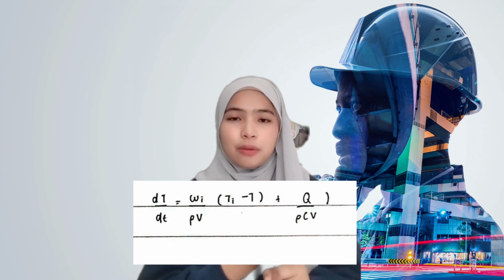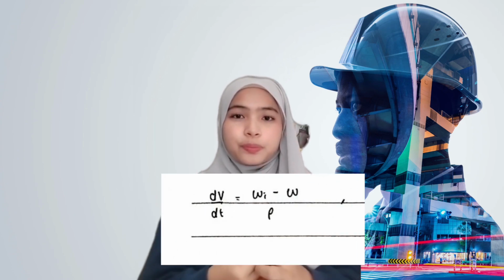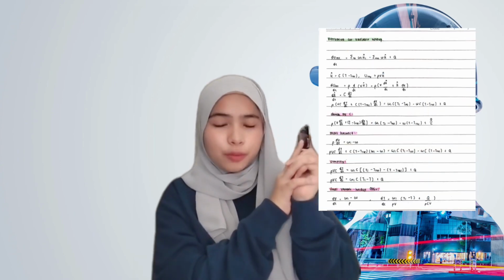After combining the two equations and simplifying, one equation shows how temperature changes with time and another shows how volume changes with time. This model is more flexible because it can represent unsteady conditions where the tank level is increasing or decreasing. This is the derivation for the variable holdup equation.